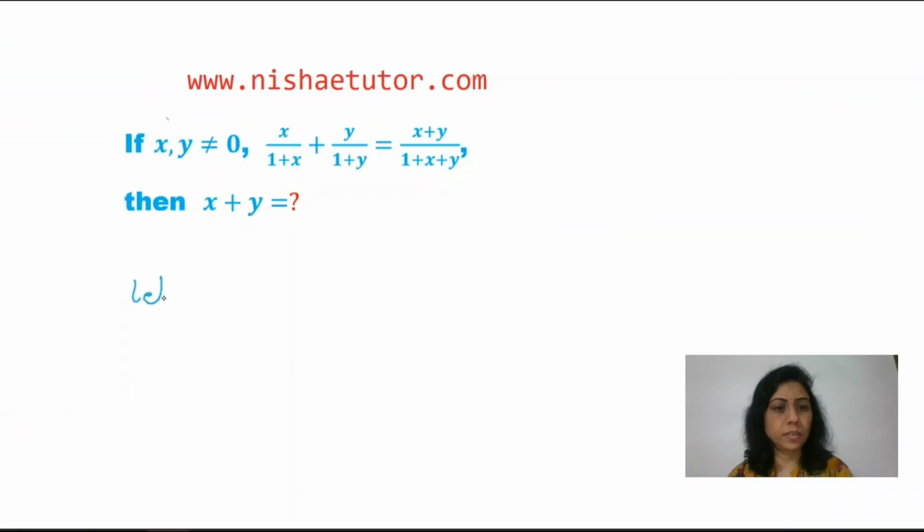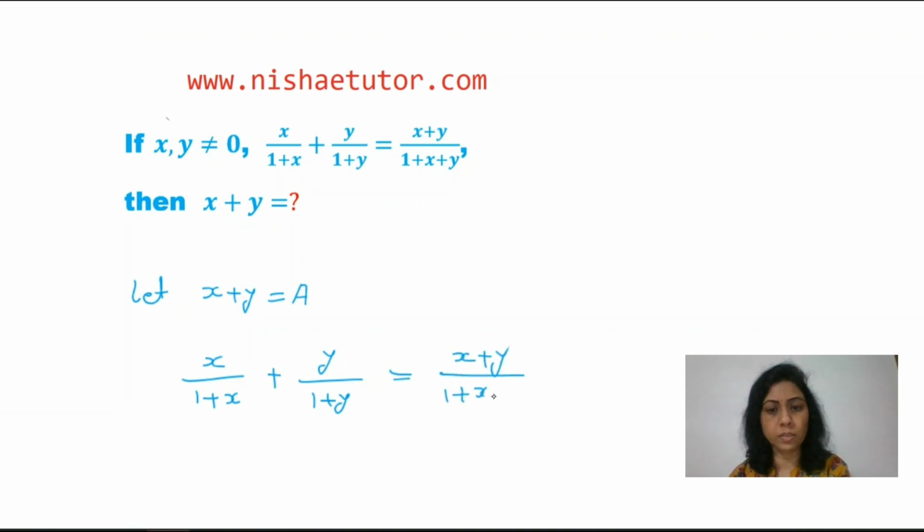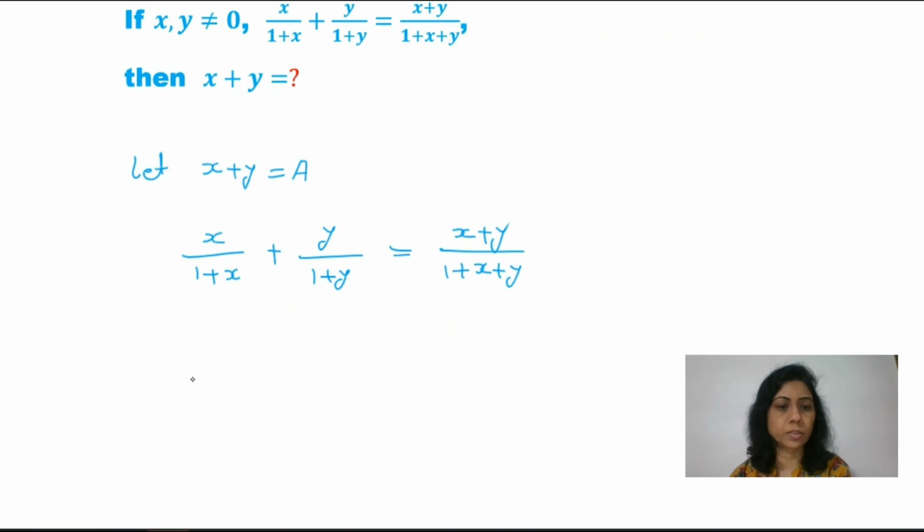So let x plus y be any variable a. The given equation, I'm writing as it is: x upon 1 plus x plus y upon 1 plus y is equal to x plus y divided by 1 plus x plus y. We can solve this left hand side just like a fraction.